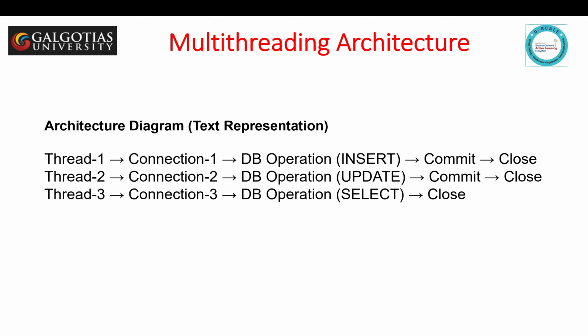Let us understand the architecture. Thread 1 opens connection 1, performs an insert operation, commits and closes the connection. Thread 2 opens connection 2, performs an update operation, commits and closes the connection. Thread 3 opens connection 3, performs a select operation and closes the connection. So every thread works independently with its own connection.